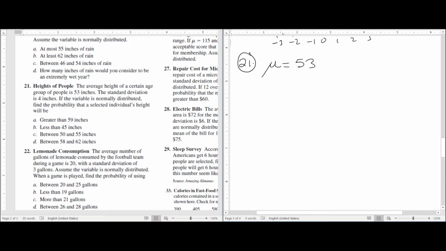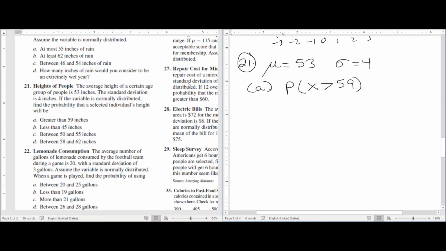The standard deviation is 4. If the variable is normally distributed, find the probability that a selected individual's height will be A, greater than 59 inches. So we want the probability that X is greater than 59. That means my X is 59. My X is greater than 59.